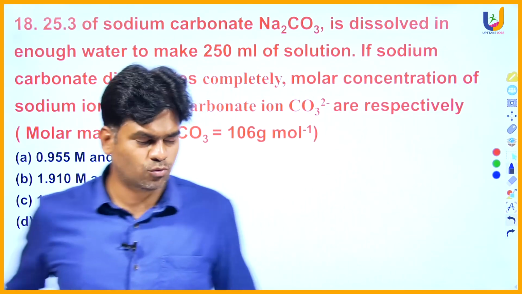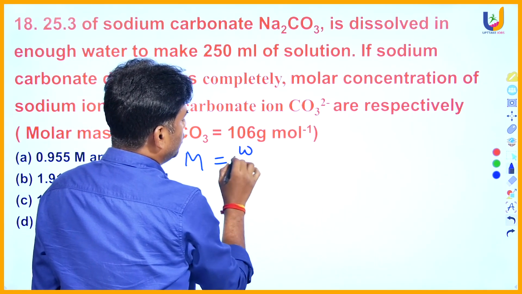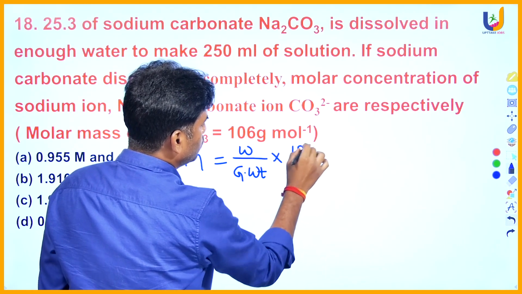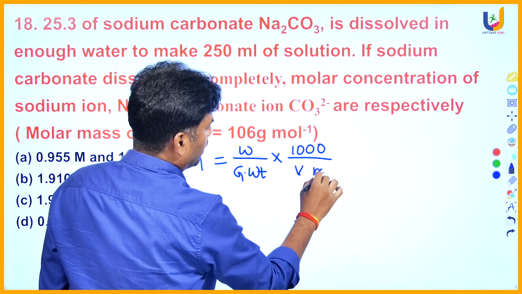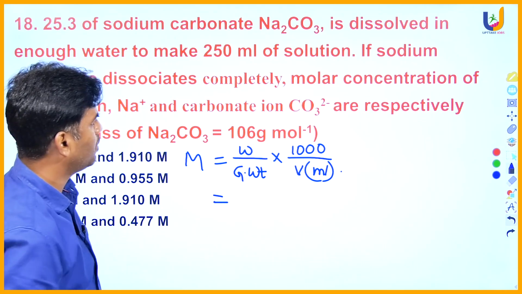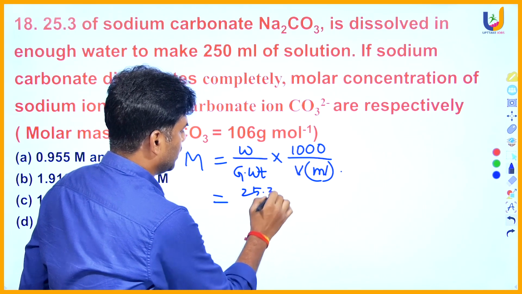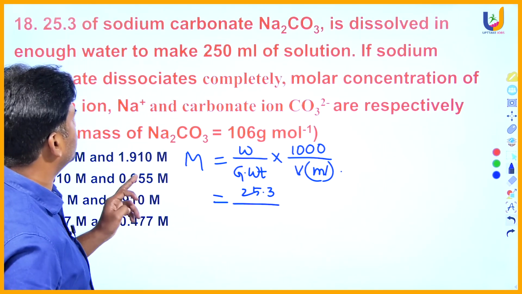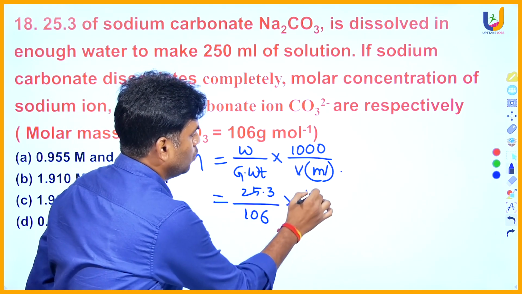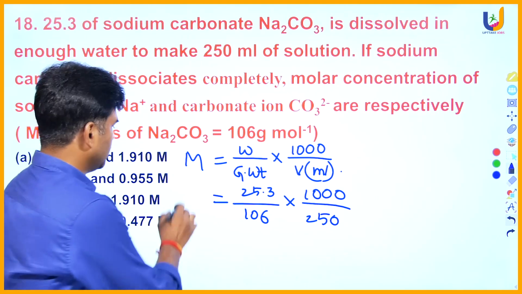From the molarity formula, M equals the given weight of solute by gram molecular weight of solute, into 1000 by V in ml, the volume of solution in ml. From that we can find the molarity. So first, 25.3 is the given weight, 25.3 by the gram molecular weight of solute. What is the gram molecular weight of solute? They mentioned 106, into 1000 by 250 ml. This is the molarity.